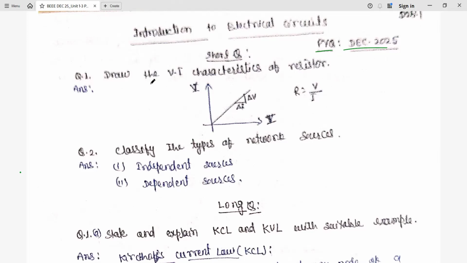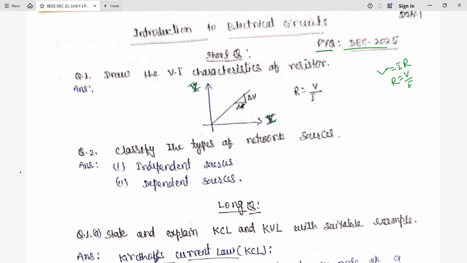So the first one is: draw the VI characteristics of the resistors. By using Ohm's law, you know V equal to IR. So finally, resistance is what? V upon I. That's why the graph is plotted between the voltage and current.